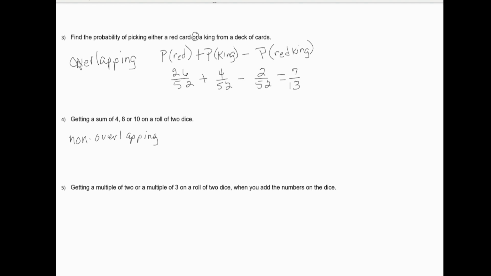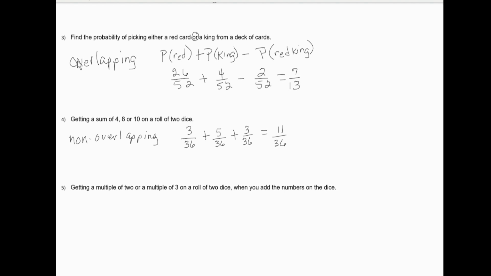Okay. The probability of getting a 4, if you notice on your chart there are 36 outcomes on your chart, and there are 3 of them that are a 4. There are 5 of the sums that are 8, so the probability there is 5 out of 36. And there are 3 ways that you can get a 10. So the probability there is 3 out of 36. And all of that is going to add to give you 11 out of 36.